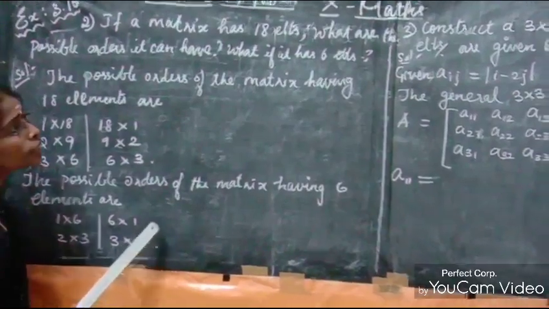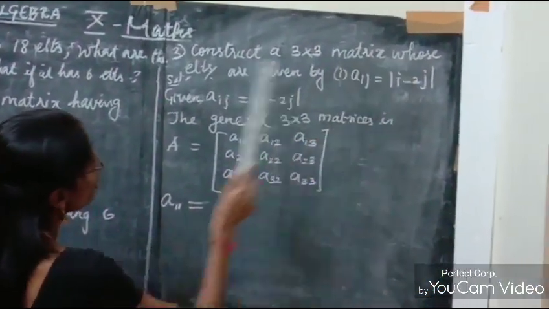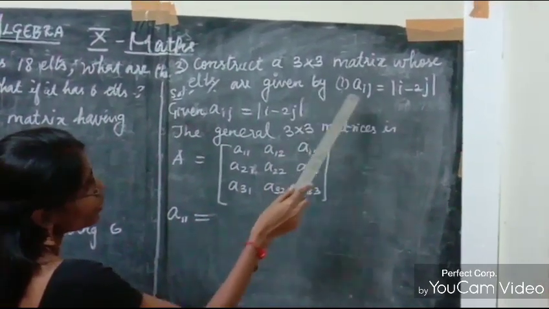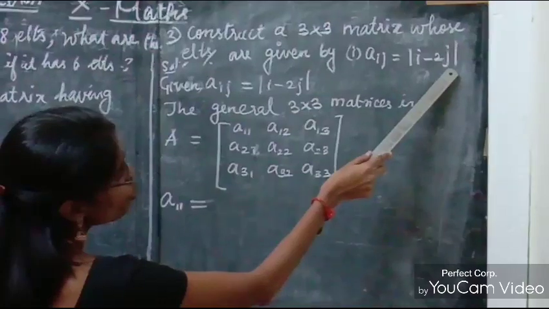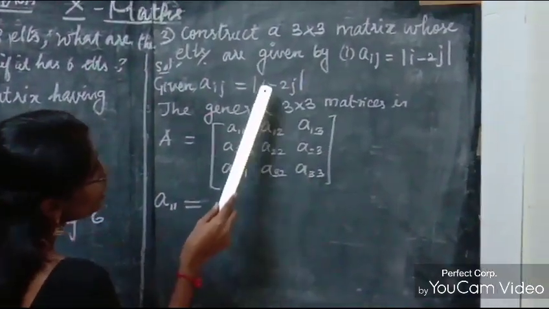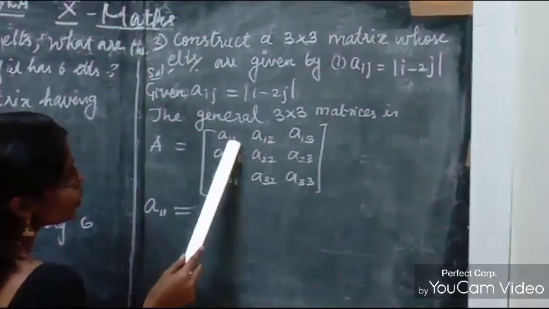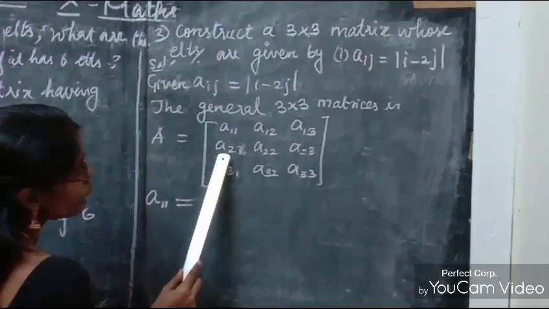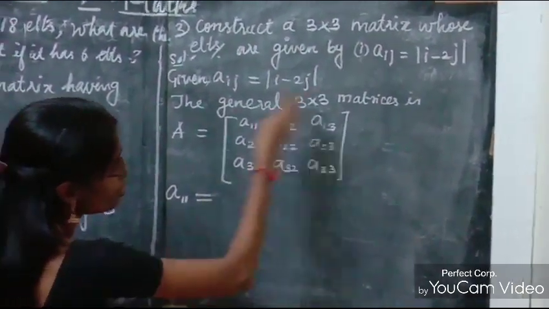Third sum, construct a 3 cross 3 matrix whose elements are given by aij is equal to modulus of i minus 2j. Given aij is equal to modulus of i minus 2j. The general 3 cross 3 matrix is a11, a12, a13, a21, a22, a23, a31, a32, a33. This is a 3 cross 3 matrix.